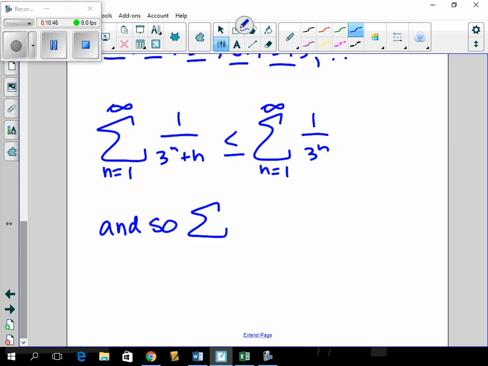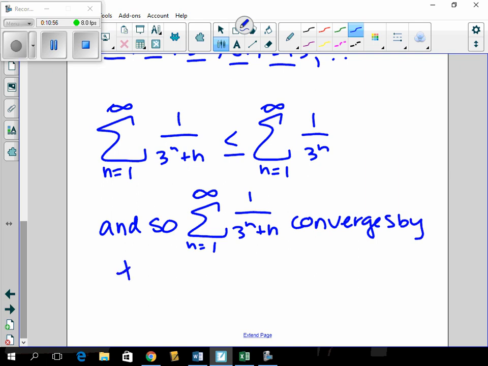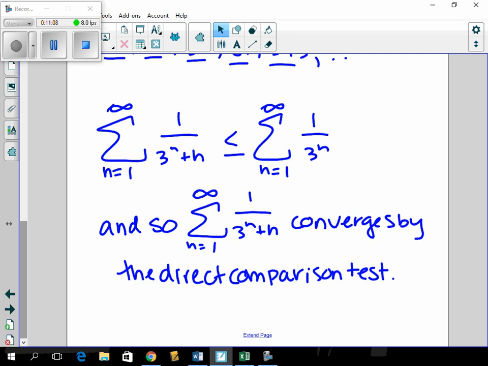And so this series converges by the direct comparison test. And it's important that I say that because we do have different types of tests, as we just saw, the nth term test that can prove a series diverges, and so this direct comparison test proved that this series converged.